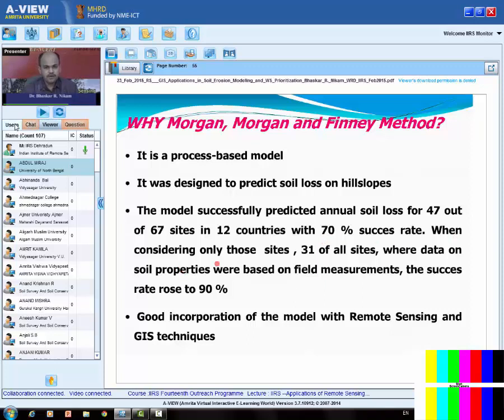And when the people considered the sites where observed data about soil properties was available, out of the 67 sites, only 31 sites had observed data about soil property. When only these 31 sites were considered, the success rate improved to 90%. So when accurate field data is available, the success rate is something around 90%. And this model is very easy to integrate with GIS and remote sensing platforms.